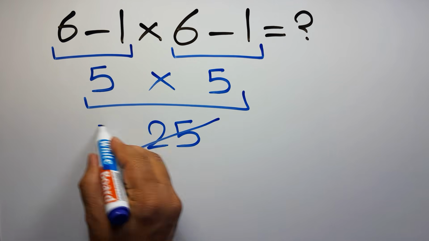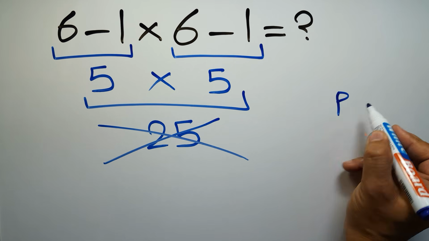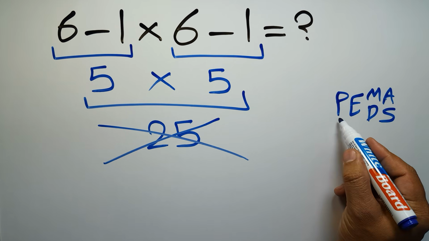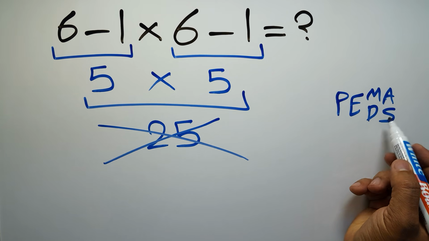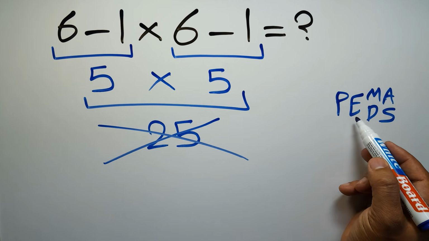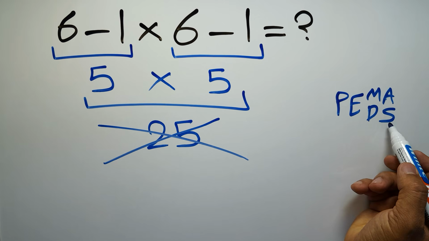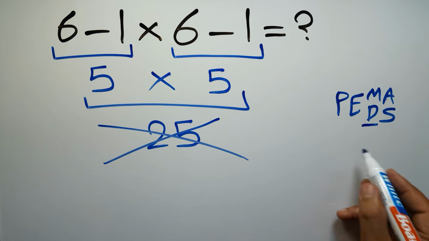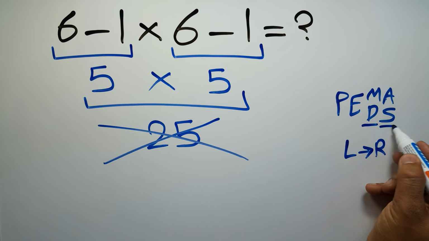But this answer is not correct because according to the order of operations, which is PEMDAS, P stands for parentheses, E stands for exponents, M and D stand for multiplication and division, and the A and S stand for addition and subtraction. First, we have to do parentheses, then exponents, then multiplication or division, and finally addition or subtraction. Remember that multiplication and division have equal priority and we have to work from left to right. And the same applies to addition and subtraction.